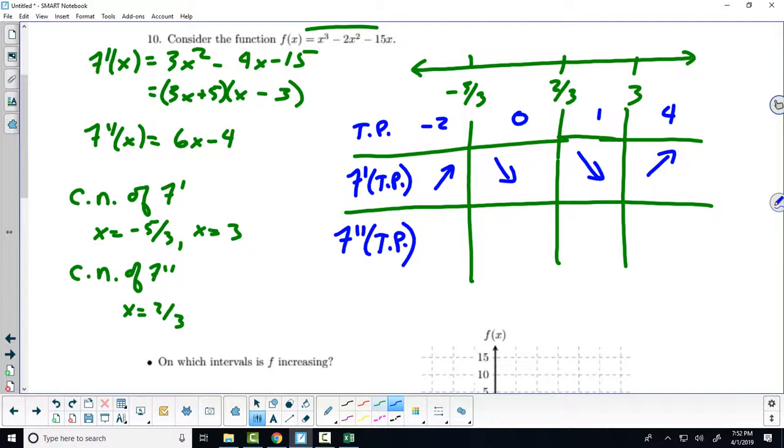this would be 6 times -2 is -12 minus 4. Well, that's negative. So what does that tell us about the concavity of the function? We know that the function is concave down, right? So what are we going to put? We're going to put this generic concave down shape.